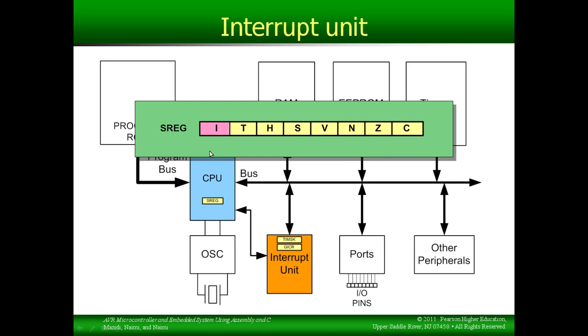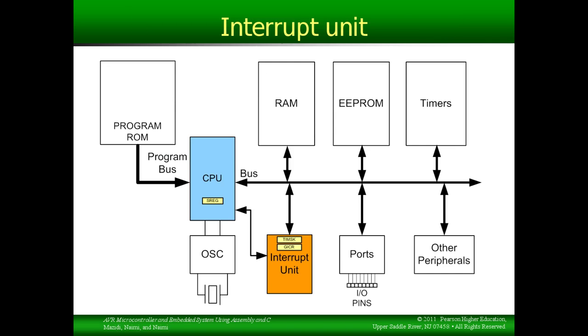Once this bit has been set, then the microcontroller will treat other interrupts if they're enabled, and those are enabled individually. But they're enabled by the same method, which is to set specific bits in special function registers to 1.